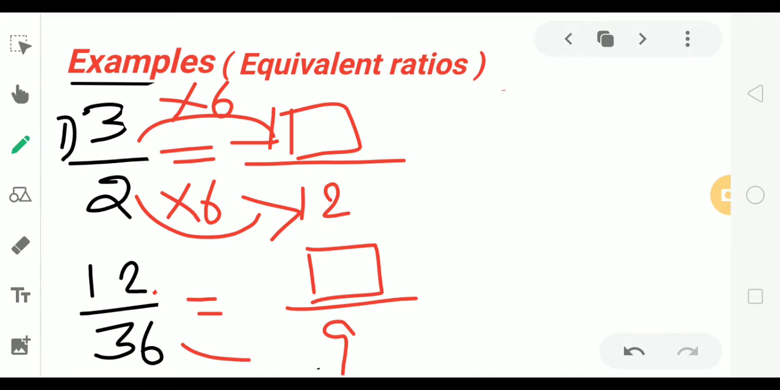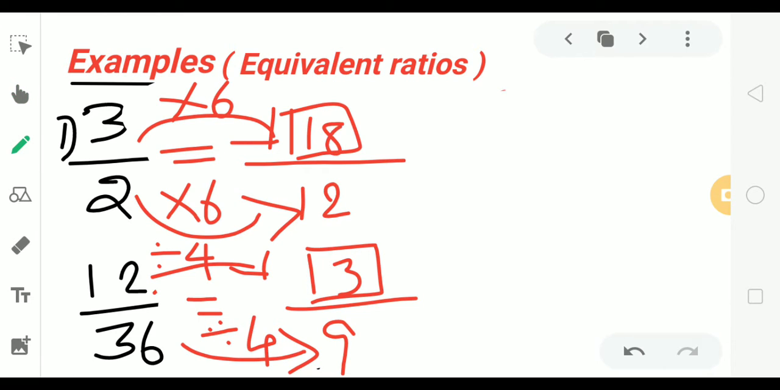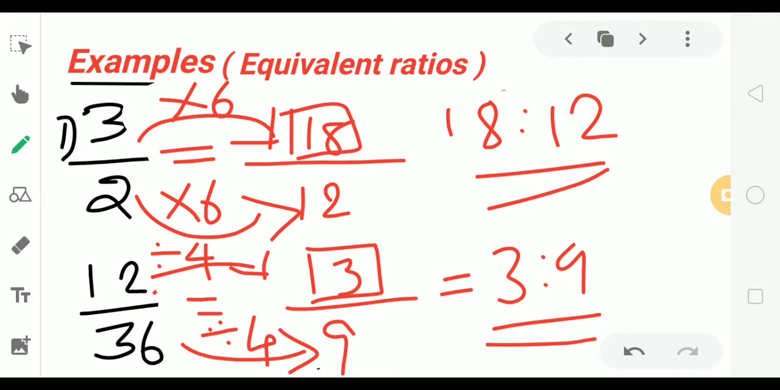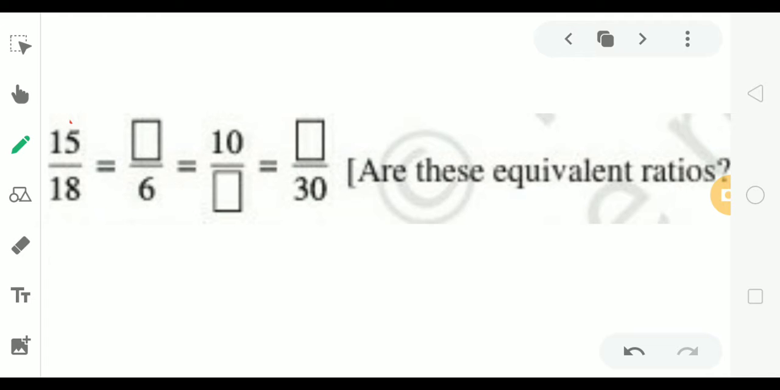Let's see that here 36 became 9. How did 36 become 9? Divided by 4. 36 divided by 4, then 12 divided by 4. So 12 divided by 4, what do we get? We will get 3. So 3/9. So here 3 sixes are 18. So 18/12, we can otherwise write this as 18 is to 12. This will become 3:9. The next one, let's see some examples.